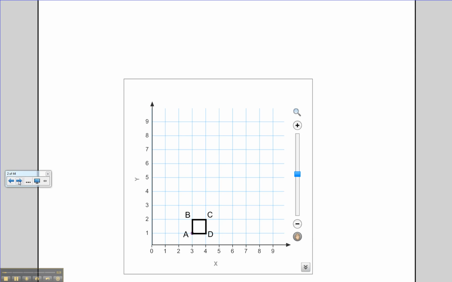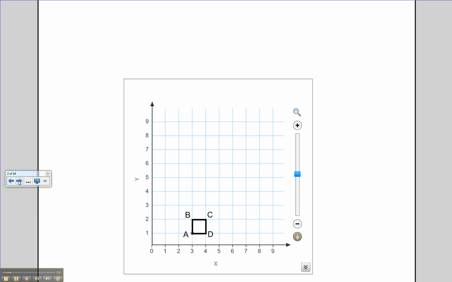It says, Kendra has 3 tiles to put on the kitchen floor. She placed the first tile at vertex A at (3, 1). She wants to move the tile to the right 3 units and up 5 units. The question is, what are the new coordinates for Kendra's tiles? Kendra decides to move the tile along the rule right 3 units and up 5 units. You can see what happens.